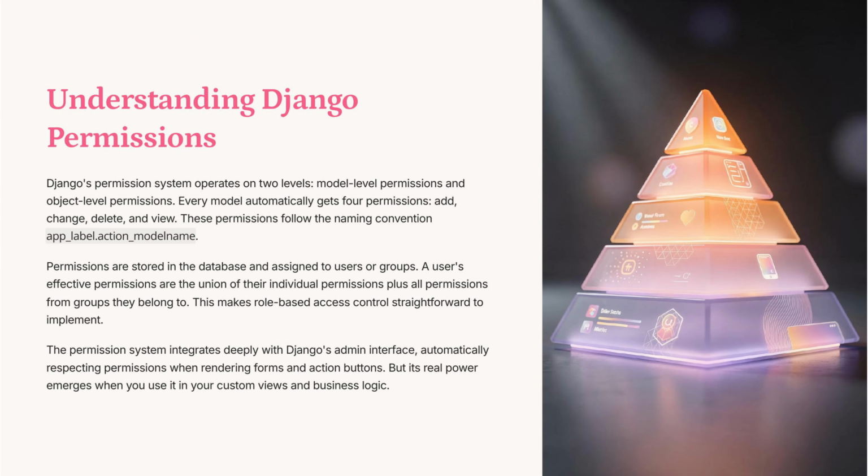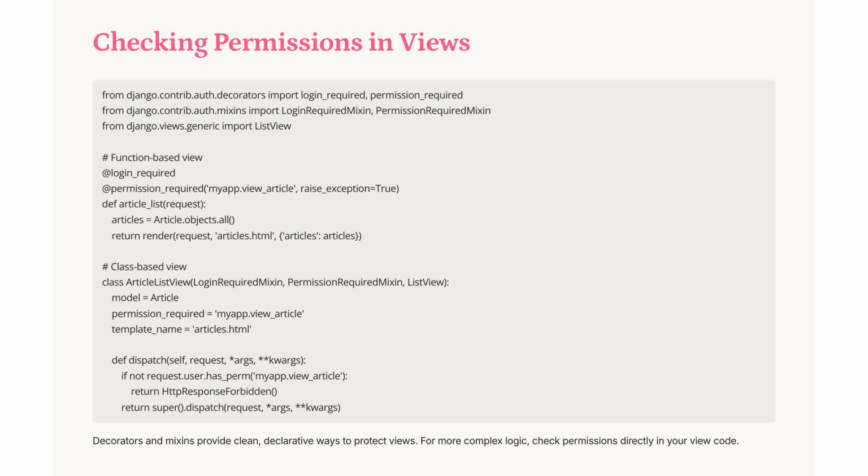Django's permission system operates on model and object levels, granting add, change, delete, and view permissions per model. These permissions, stored in the database, are assigned to users or groups, simplifying role-based access control. The system integrates with Django's admin interface, ensuring permissions are respected in forms and actions, enhancing custom views and business logic.